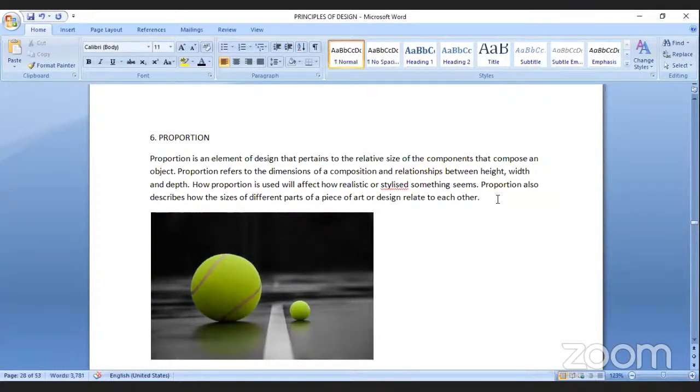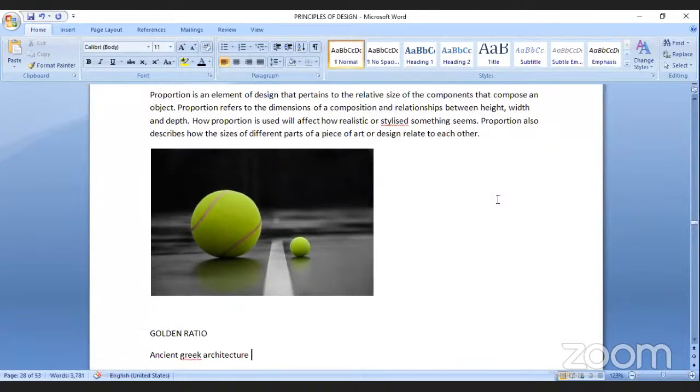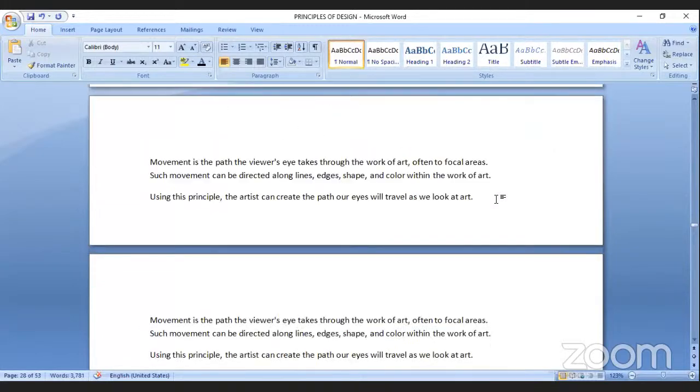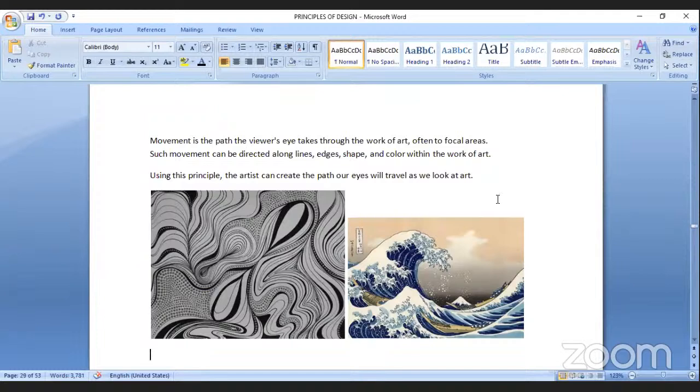There may be two or more different parts, and using size, the proportion principle of design, you can show the difference between them or the relation. It's a complex one. In making logos, we use proportion, like which part should be highlighted, which shouldn't, and the space occupied by that particular area, so that the logo should look similar.